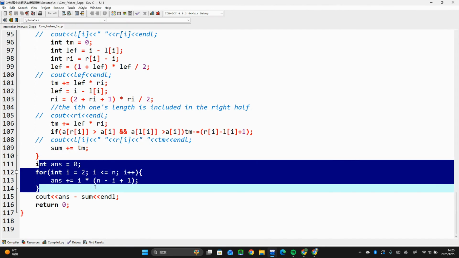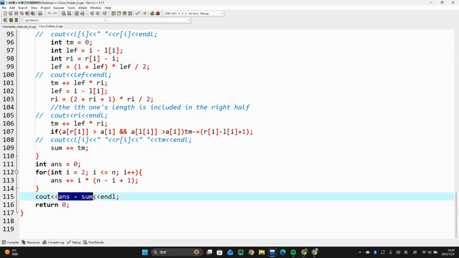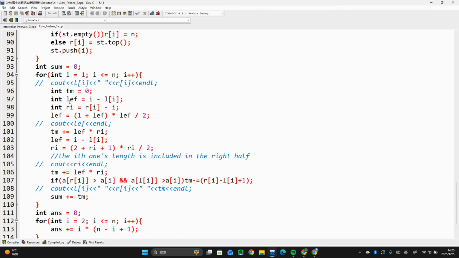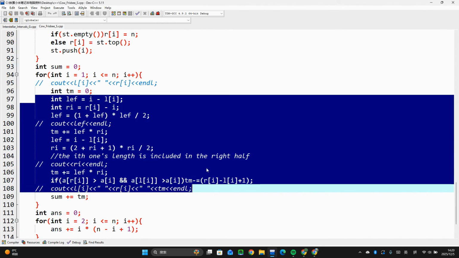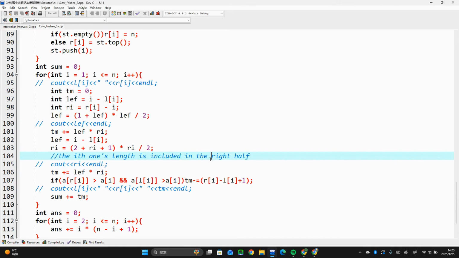Obviously, answer is the total number of pairs, and answer minus sum is just the number of pairs that can be thrown. So you can pause it for a second and check out this middle part, which is the most important of this whole code, in which we find how many cows are blocked from being thrown with i. So obviously, i minus Li is the number of cows that i can definitely throw to. Ri minus i is also the number of cows that i can definitely throw to, because between Li and Ri are all the cows that are less than or equal to i, so i can throw with them.